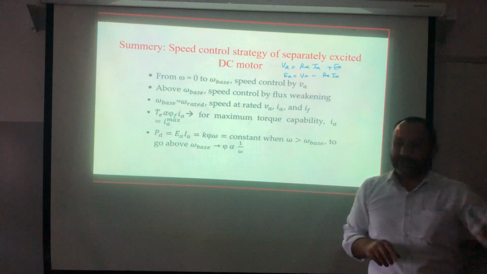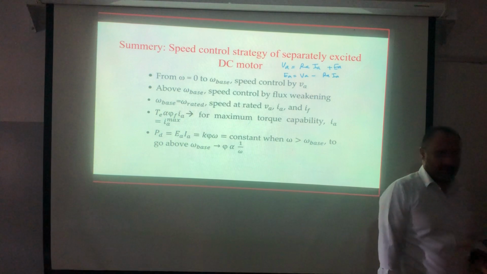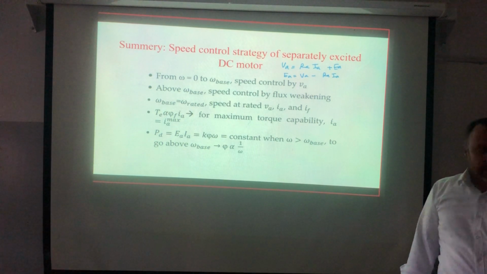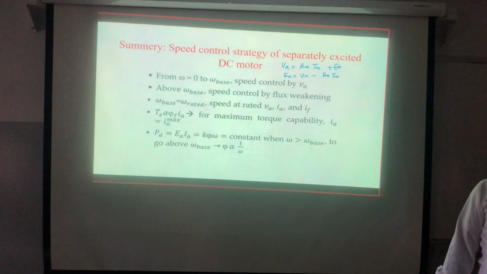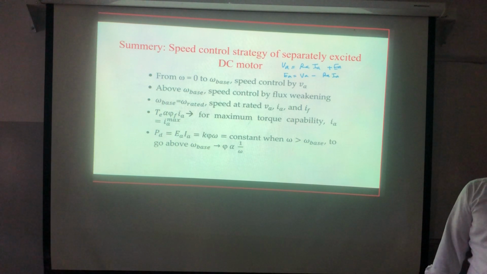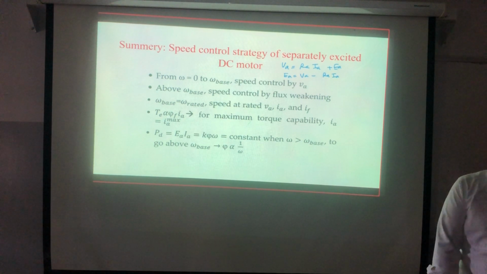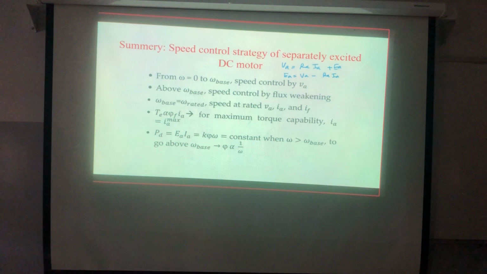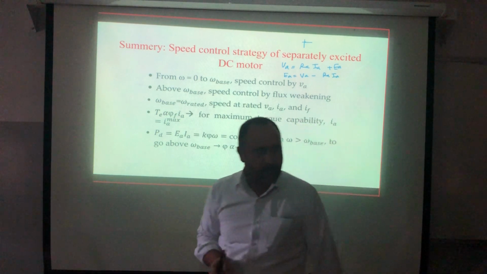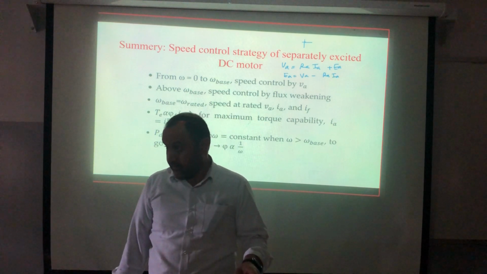This depends on the maximum current. If the maximum current is the rated, then the switching will be at the base speed. If I'm allowing the current to be twice the rated, it will be less than the base speed. Now, this one must be fixed, correct? EA is equal to VA minus RA IA. At the switching point, the speed before this point and after this point at the same instant are the same.